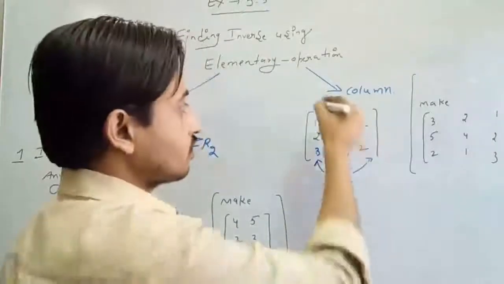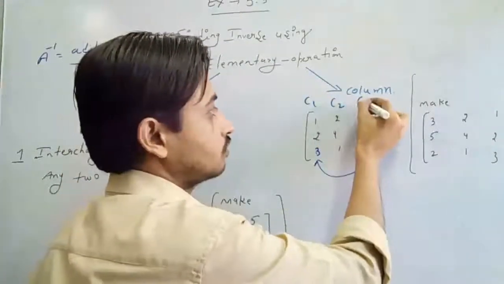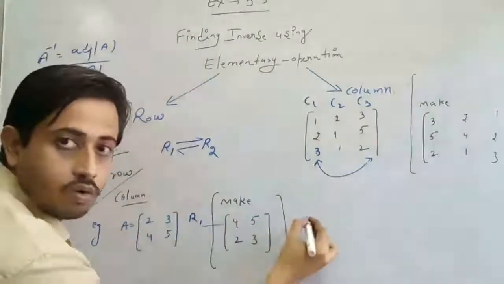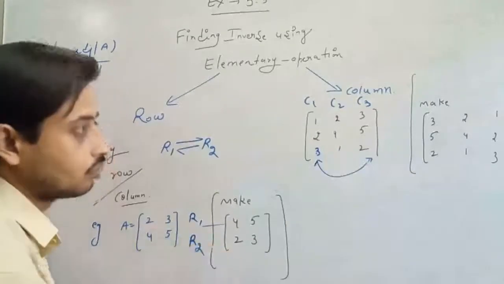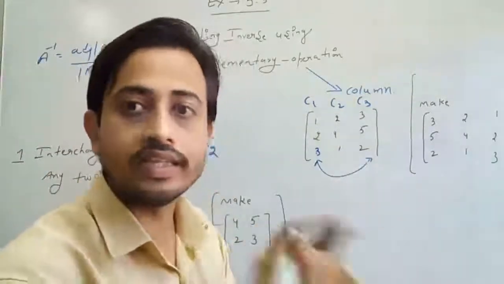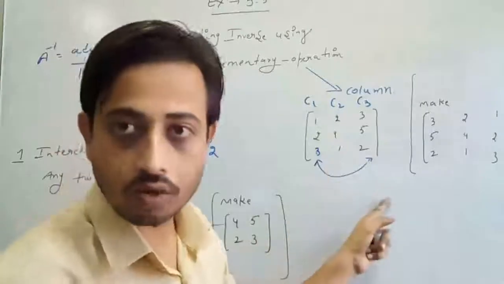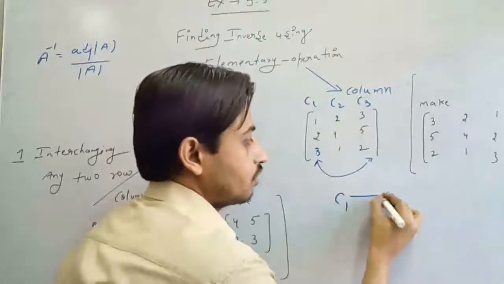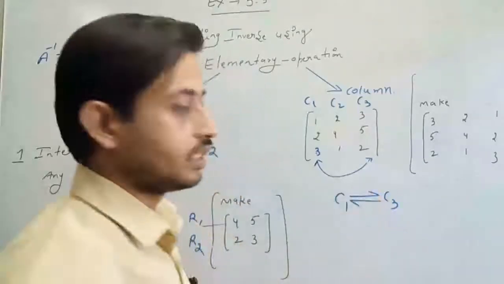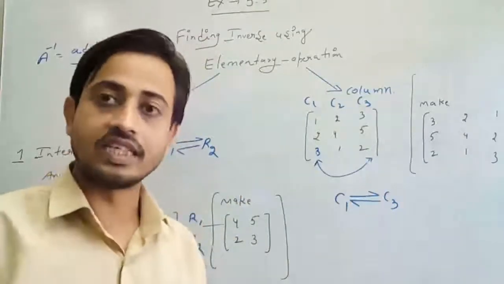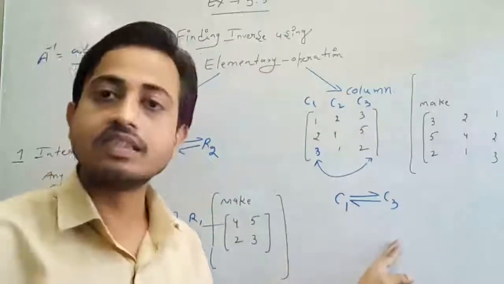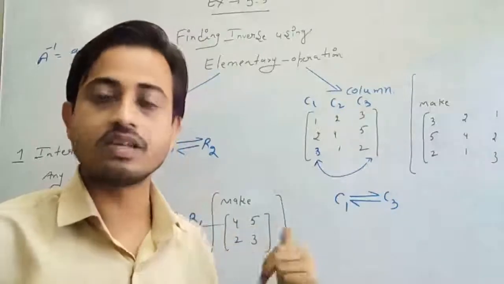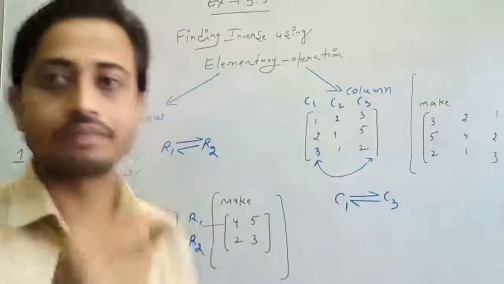This is your first column, C1, C2, C3, and this is your first row R1, and this is your second row. Then what do we have to do? We have to interchange the first column and the third column. Then how will we write it? We are going to change C1 and C3, so we write this symbol. It shows that we interchange C1 and C3. This is your first elementary operation. I hope you understand this operation. Please make a note.